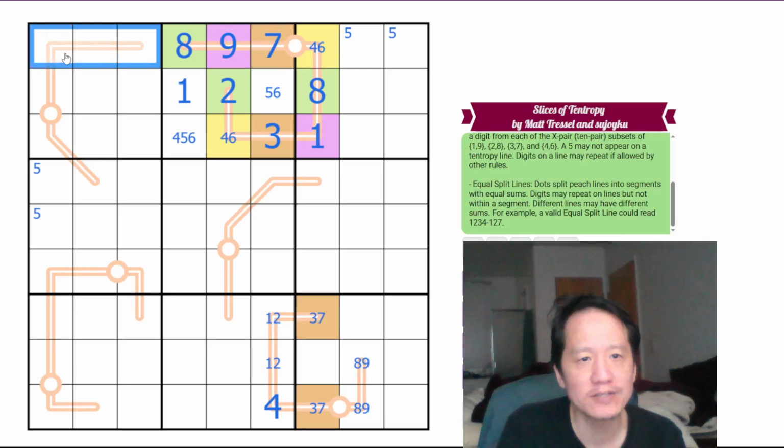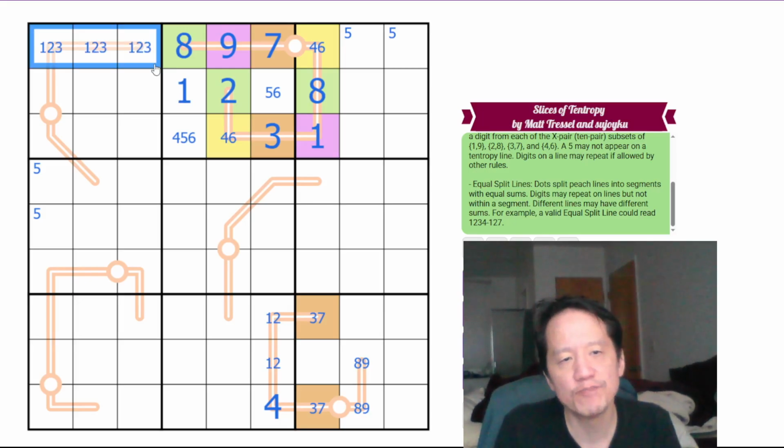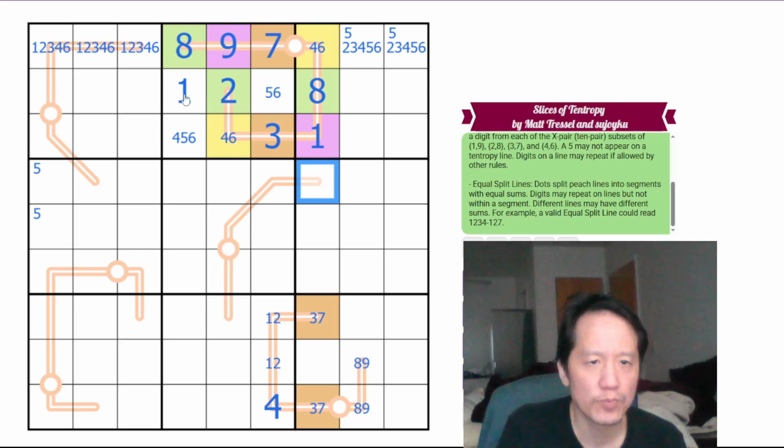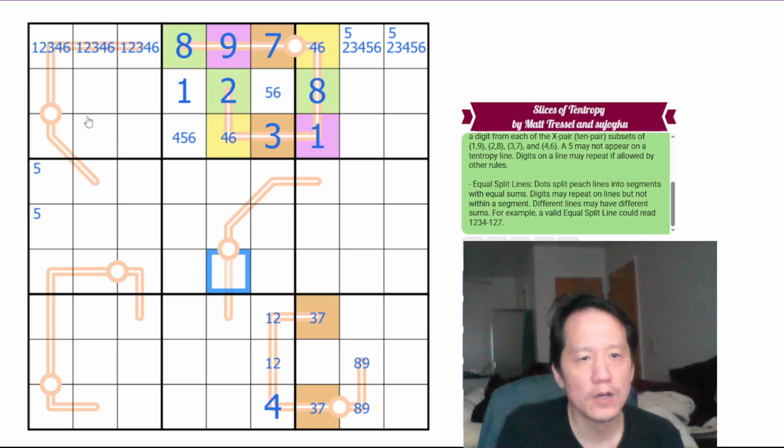So 1 has to be one of these digits here. What are the remaining digits? We have 1, 2, 3, 4, and 6 as possibilities. And this is 2, 3, 4, 5, 6 here. This cannot be green. So the green has to be one of these three. We're not sure which. This is the yellow.